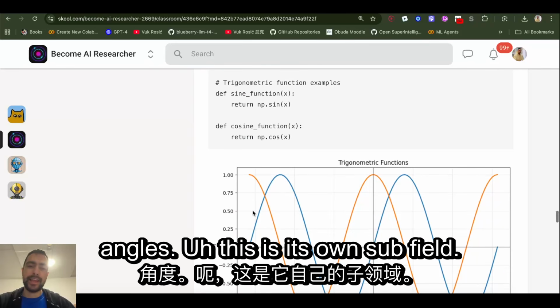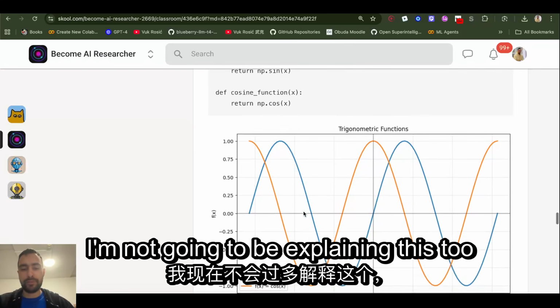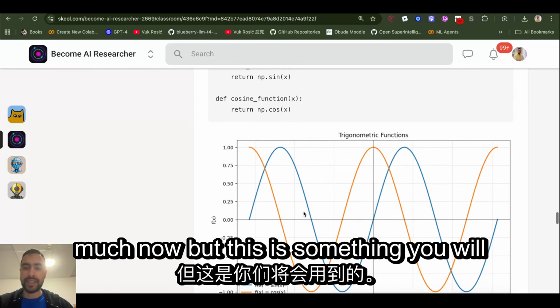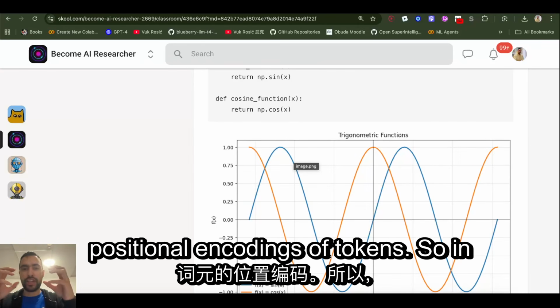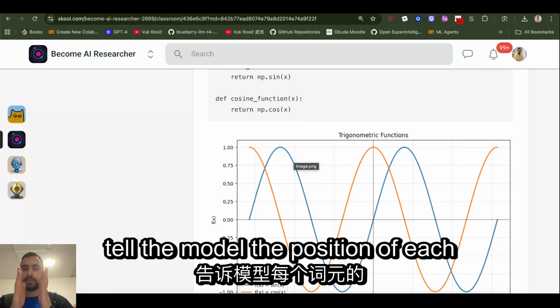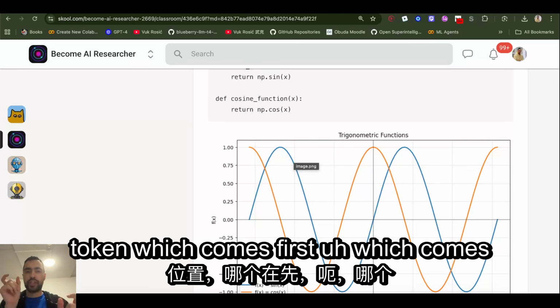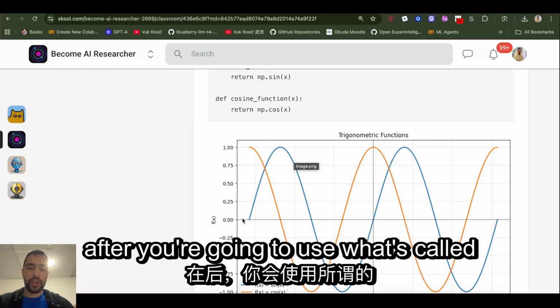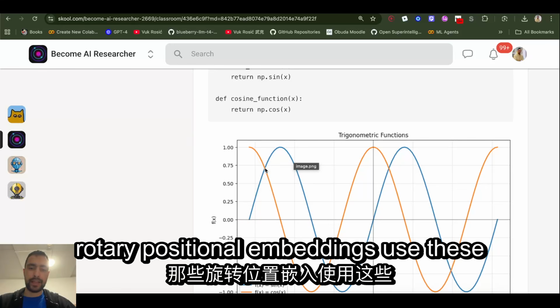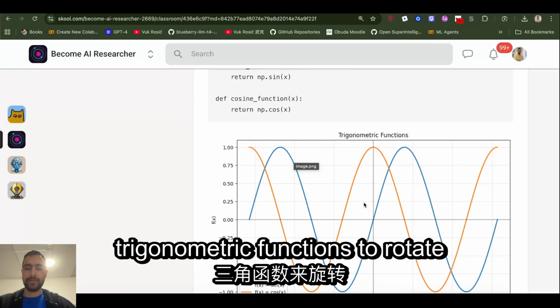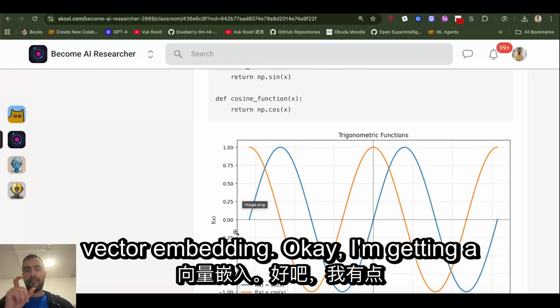This is its own subfield. I'm not going to be explaining this too much now, but this is something you will use. For example, this is used in positional encodings of tokens. So in a large language model, when you want to tell the model the position of each token, which comes first, which comes after, you're going to use what's called rotary positional embeddings. And those rotary positional embeddings use these trigonometric functions to rotate vector embeddings.